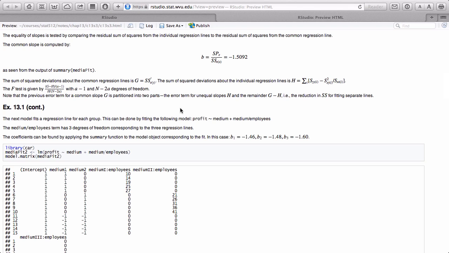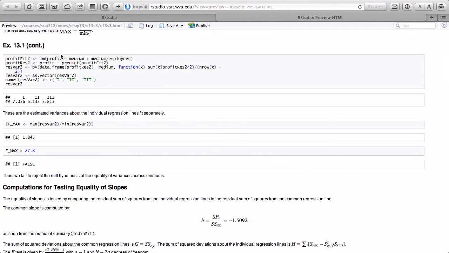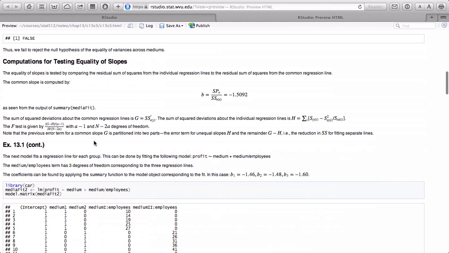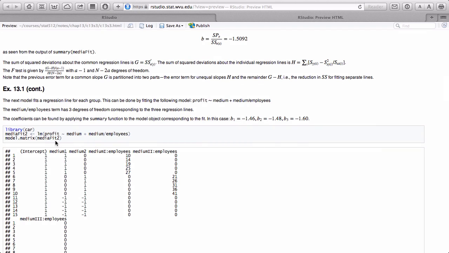So what we want to do is we're going to look at the unequal slopes model. I had already fit it above, but I didn't actually save the model. I saved the model object, but so I'm going to do it again and call it media fit 2.